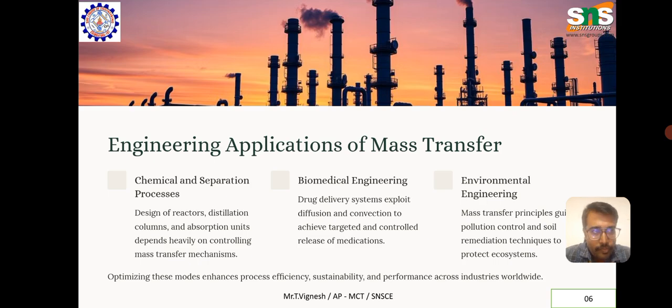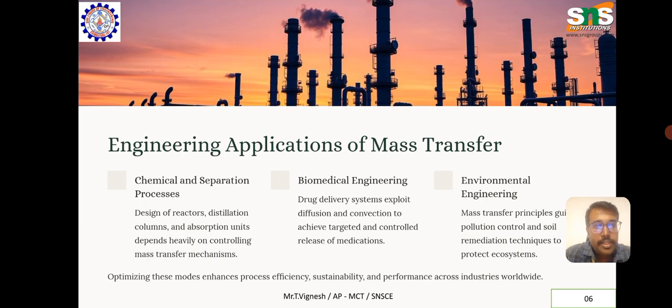There are a lot of applications of mass transfer, as I said earlier, especially in chemical and separation processes like reactors, distillation columns, and absorption units. There are a lot of other areas in the chemical and separation industries, like separating crude oil into different components. In these areas, understanding the concept of mass transfer plays a crucial role.